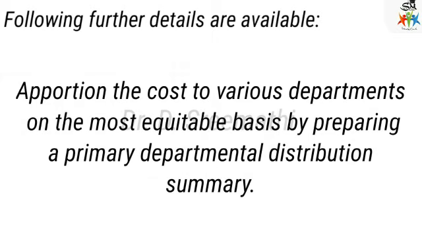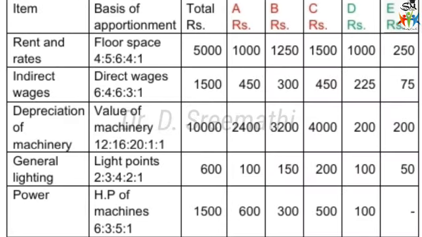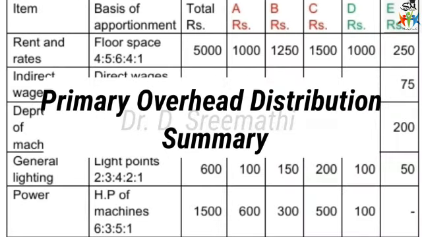Apportion the cost to the various departments on the most equitable basis by preparing a primary departmental distribution summary. Primary means we are just going to divide it among all the departments. We are not going to take the service department expenditure over to the production departments. Let us see how it should be done. Solution: primary overhead distribution summary.